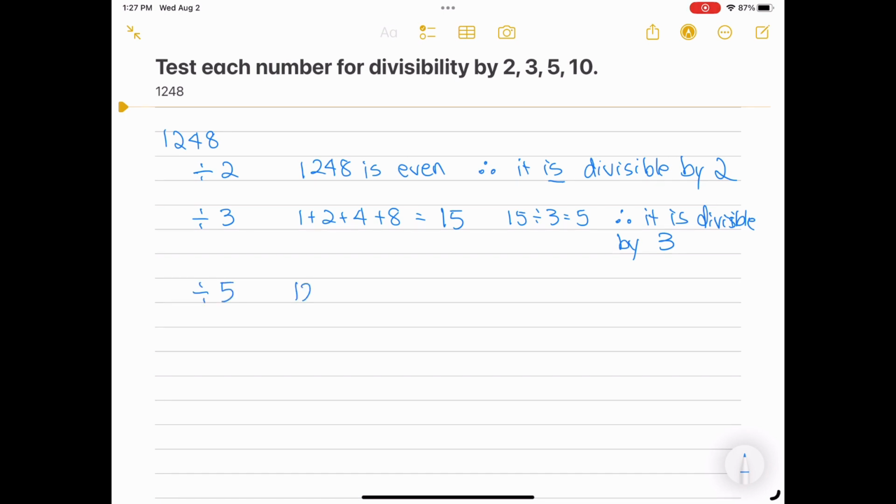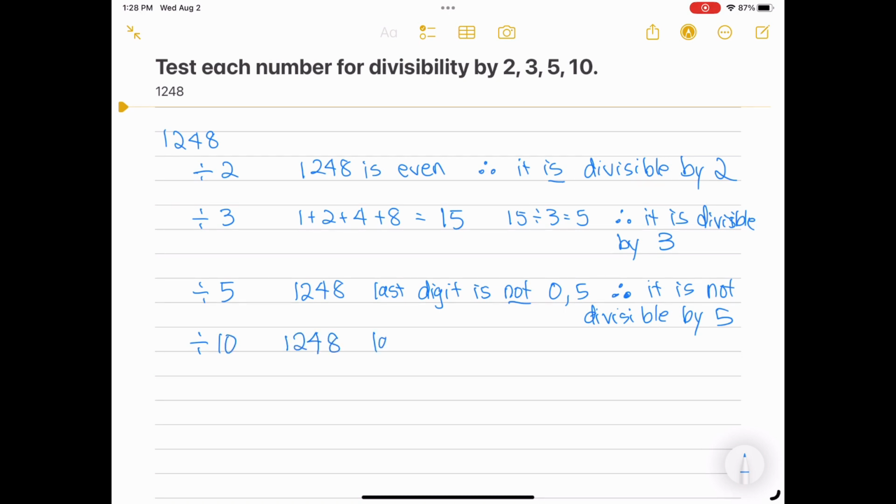Now we test to see if it is divisible by 5. 1,248, the last digit does not end in 5 or 0. Therefore, it is not divisible by 5. To test if 1,248 is divisible by 10, we look at the last digit, and since it is not 0, therefore 1,248 is not divisible by 10.